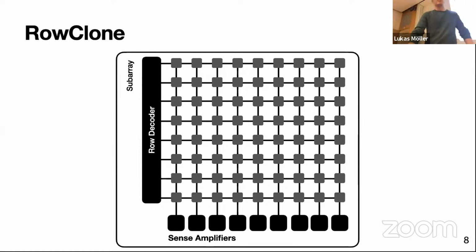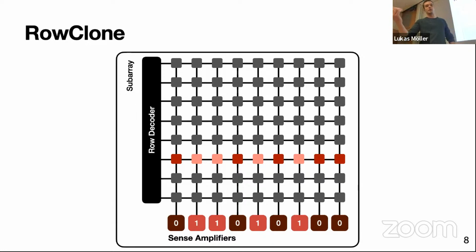RowClone now exploits the already existing behavior of DRAM by first activating a single row we want to copy from. This means that the sense amplifier will amplify the value that is stored in that row. And then in the second step, it will activate a second row. The sense amplifiers will store the value into the row, and thus the data is copied from the first row to the destination row.